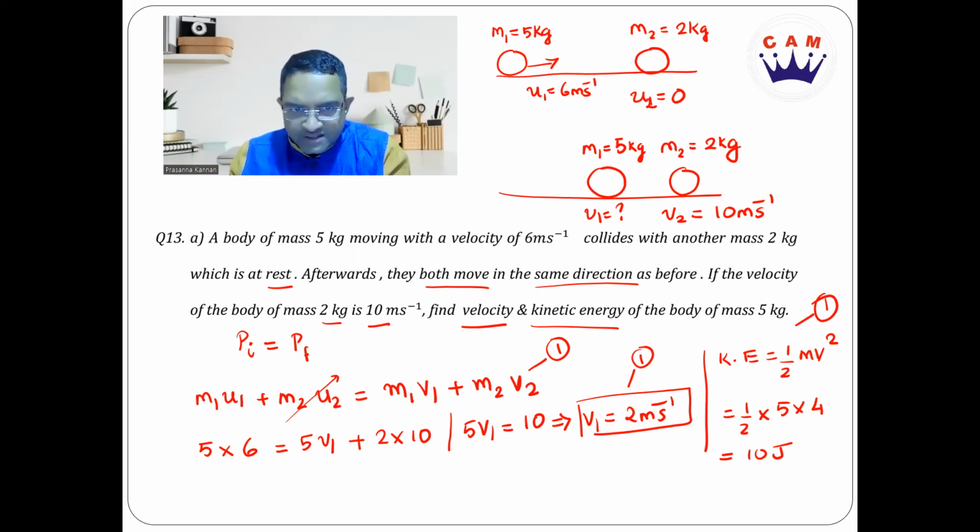Is this clear to you guys? Any doubts in this? No, sir. Okay. I'll give you a minute to take it down, then we'll move on to the next part. Yes, sir.